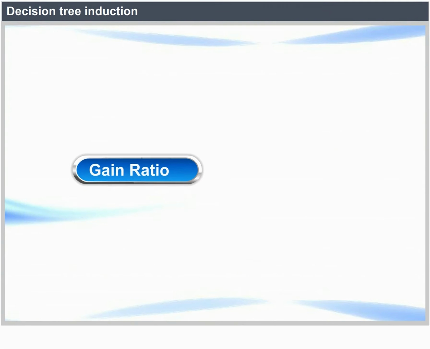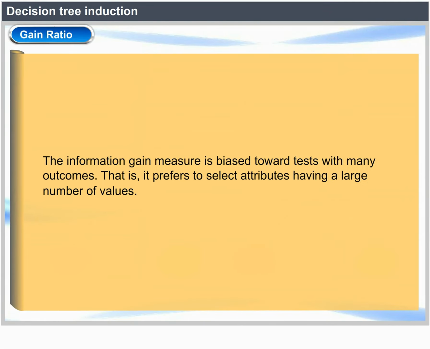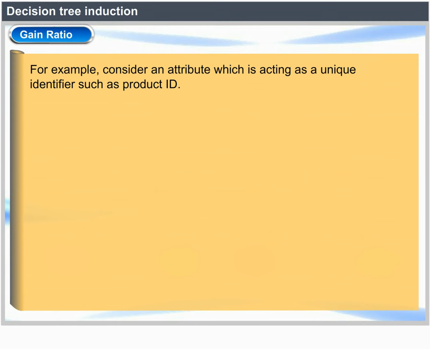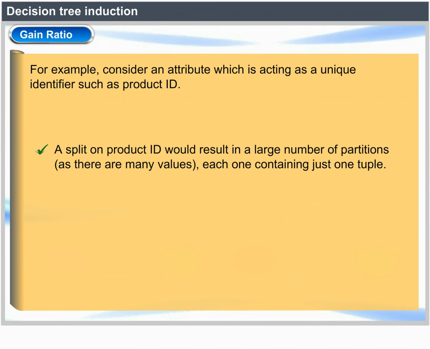Gain ratio. The information gain measure is biased towards tests with many outcomes. That is, it prefers to select attributes having a large number of values. For example, consider an attribute that acts as a unique identifier, such as product ID. A split on product ID would result in a large number of partitions, as many as there are values, each one containing just one tuple.